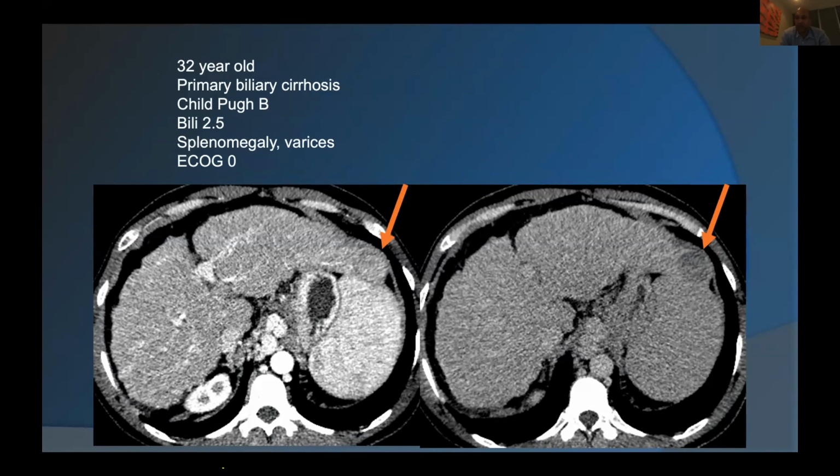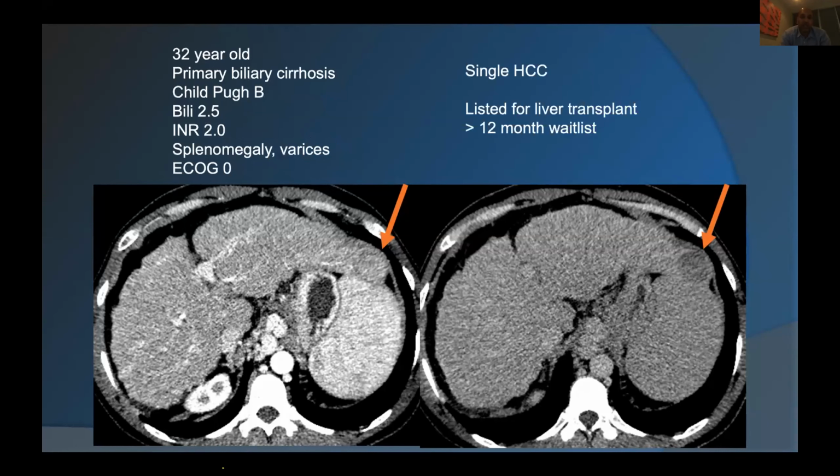So you'd certainly have to hydrodissect the colon. You'd have to deal with the diaphragm and the lung. This patient also, you can see the bunch of varices around it. They had a bilirubin of 2.5 and an INR of 2.0. Okay, so yes, an ablation can be done, but you've got to think about what a pain it is to do the ablation, and it's a relatively high risk. You've got to do a bunch of hydrodissection. There's a reasonable chance of bleeding, and so it becomes a little bit dicey. And in this case, this patient was listed for liver transplant, but for this patient's blood type, it was greater than 12 months.